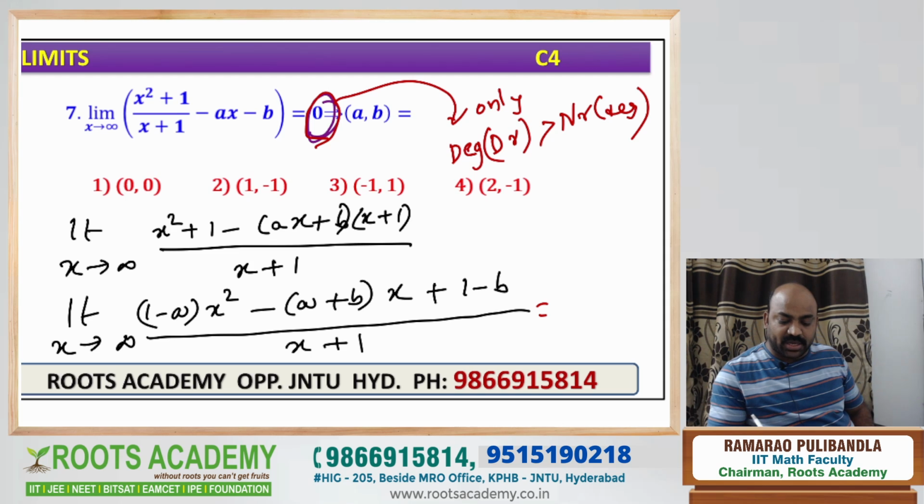So what is the numerator? Denominator 1 means I should not have 2 and 1, because it should be less than 1. 1 is the highest in the denominator, so my numerator should be less than 1. But to make it less than 1, what do I have to do?